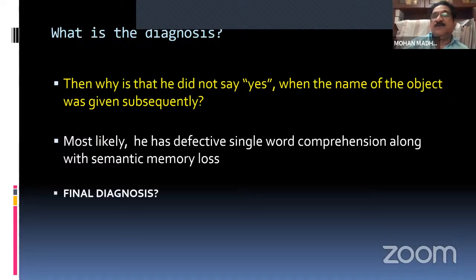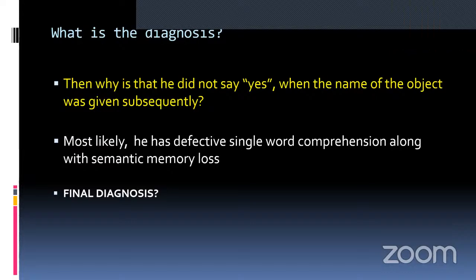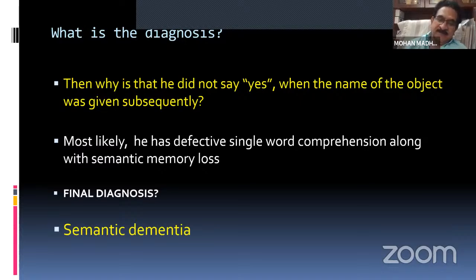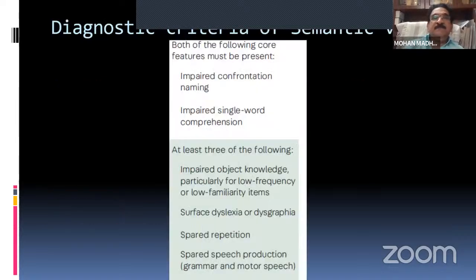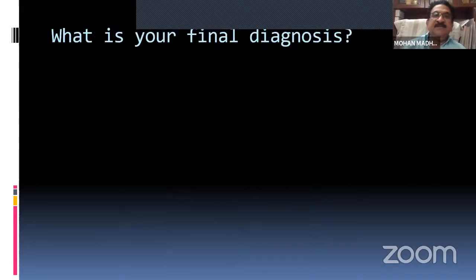Most likely, he has got defective single word comprehension along with semantic memory loss. So, what is the final diagnosis? Which condition produces a single word comprehension problem and semantic memory loss? Semantic dementia, sir. Perfect. So, semantic dementia. These are the main features: impaired confrontation naming, impaired single word comprehension, and impaired object knowledge, particularly for low frequency, low familiarity terms, and surface alexia or dysgraphia, which I did not check in this patient. So this is semantic dementia.